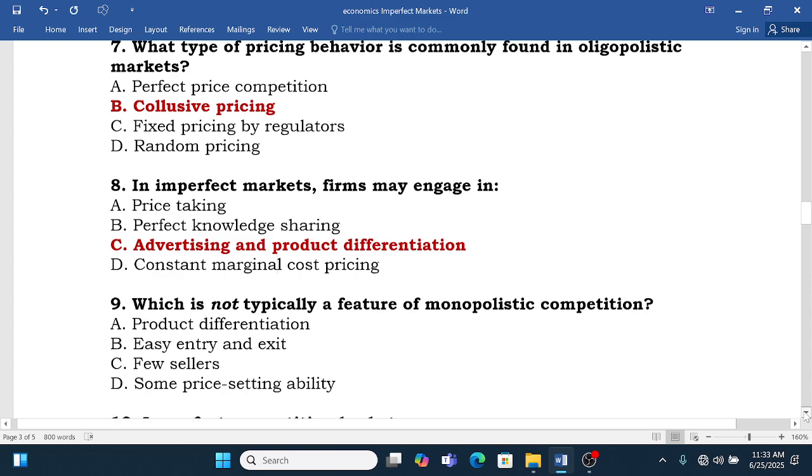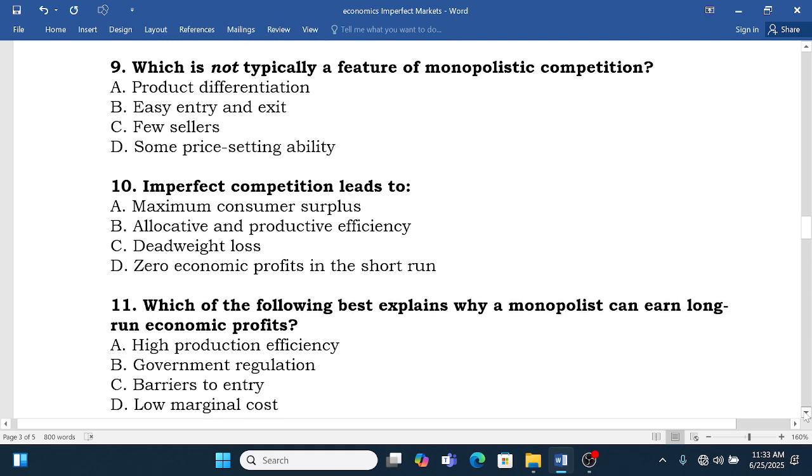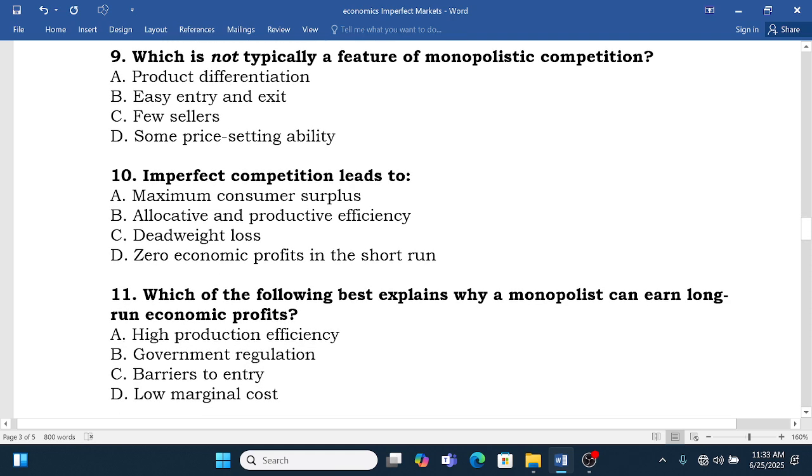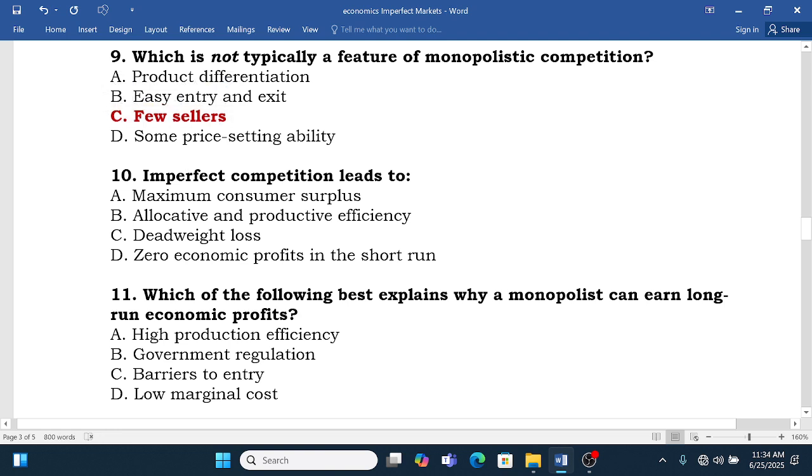Question number 9 is asking, which is not typically a feature of monopolistic competition? A, product differentiation. B, free entry and exit. C, few sellers. D, some price-setting ability. So the correct answer here is C, few sellers. It is not a characteristic. You go to question number 10.